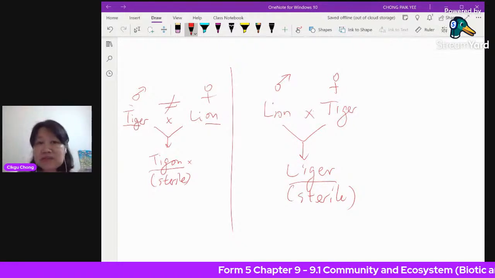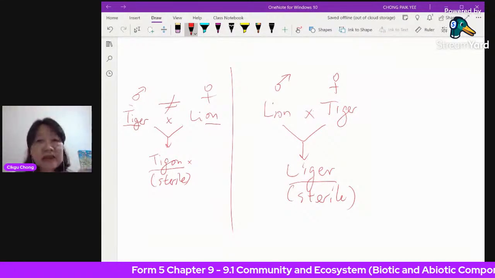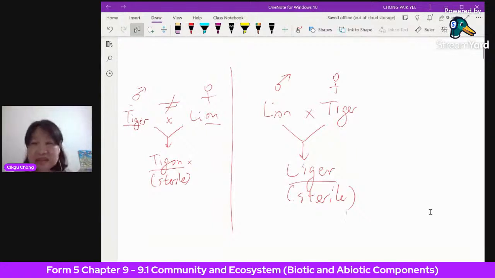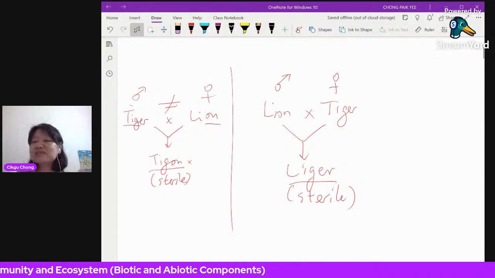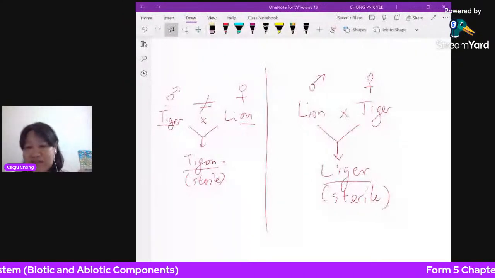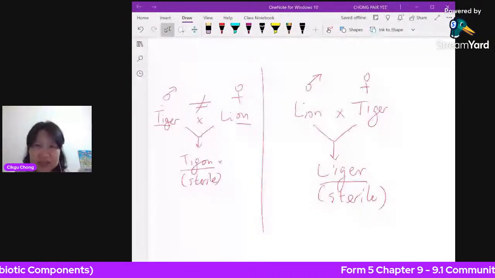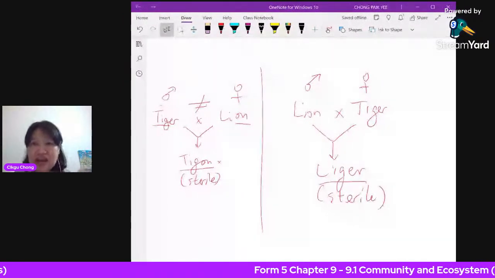So what is your definition of that? What is your conclusion from that? Lion and tiger must be of different species. Yes, correct. Minyin is really called liger. Okay, you have liger, you have tigon. You can look it up.